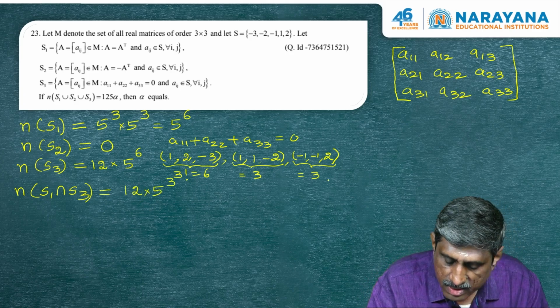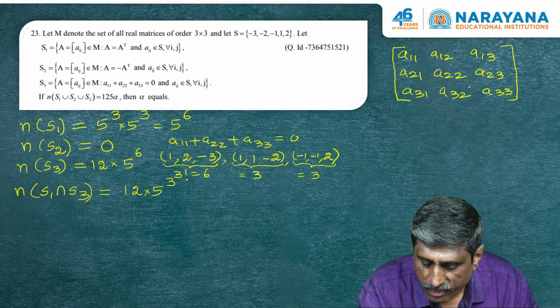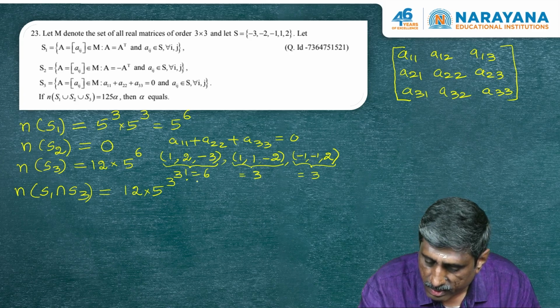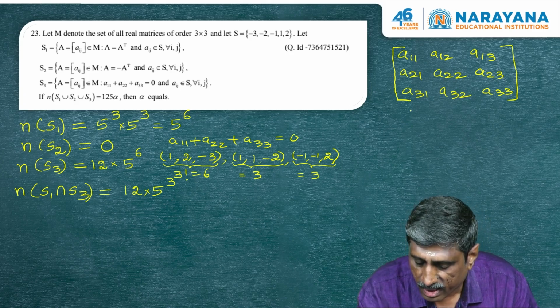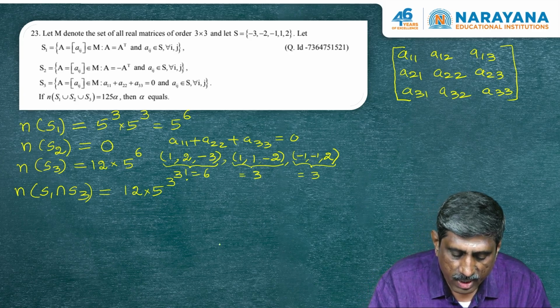I mean, sum of the diagonal elements is 0, only one part of the upper diagonal you can form, that is 5 cube possibilities. Automatically the lower diagonal will become the symmetric matrix. So, 12 into 5 cube possibilities we have common for S1 and S3.